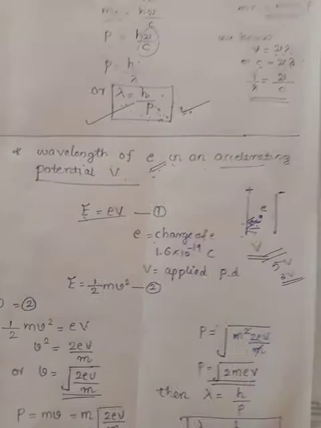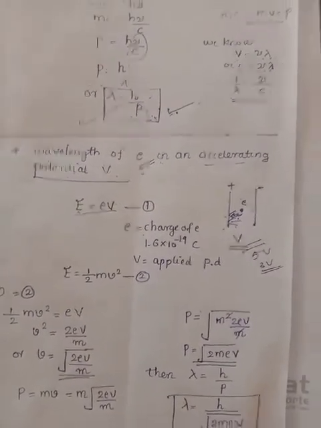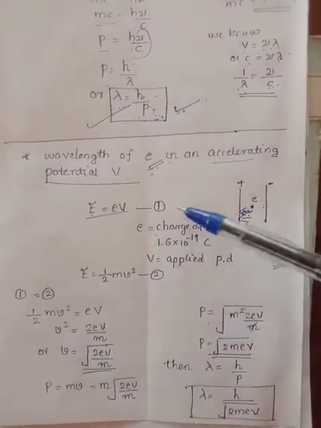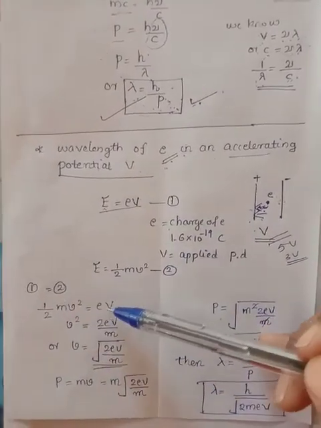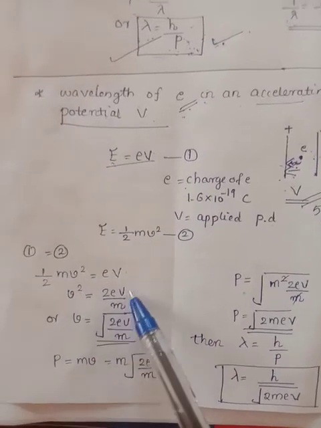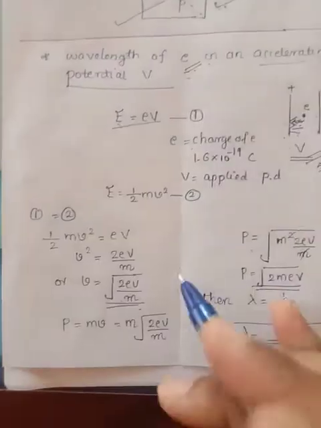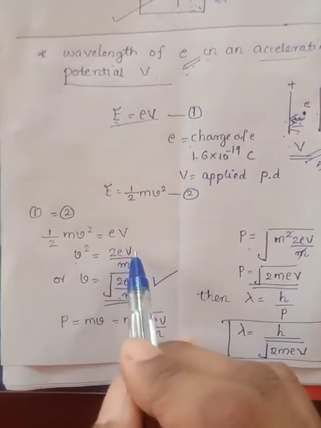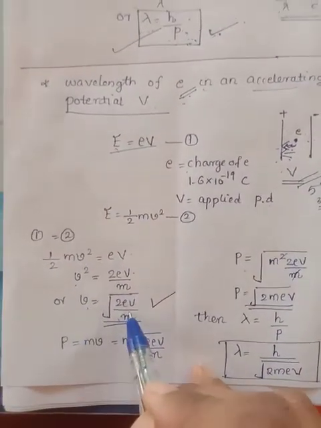Okay. Now we have the basic equation, kinetic energy is given by E is equal to half mv square. So these two equations are for energy, so we can equate them. Half mv square is equal to eV. From this, v square can be written as 2eV by m, or v is equal to root of 2eV by m. So this is the equation for velocity. Small letter v is the velocity and capital V is the applied potential difference. So from this equation, velocity can be calculated.